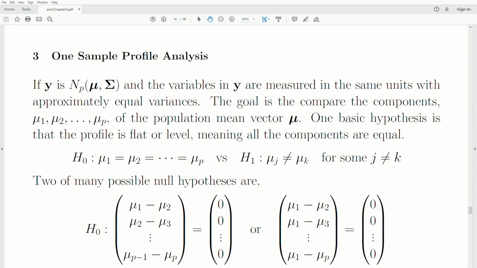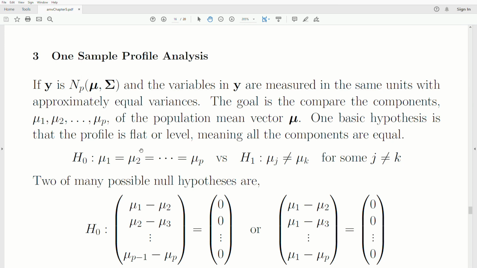Now, this concept is so powerful and so useful in multivariate analysis. It really deserves more time than what I'm going to give it. But I think it's going to be a nice introduction, and then you can explore more of this on your own. Now, if y is a multivariate normal random variable, mean vector mu, covariance matrix sigma, all the variables have to be measured on the same units and approximately equal variances. Not a total requirement there, just approximately.